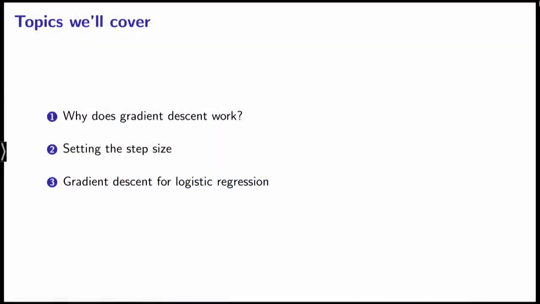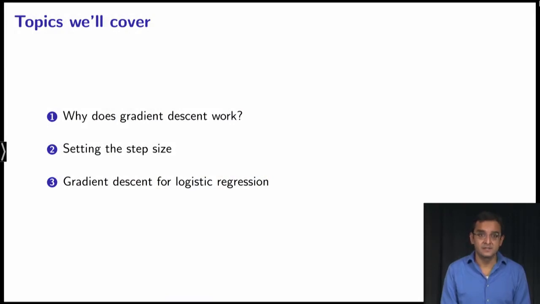Last time, we introduced gradient descent, a general-purpose algorithm for minimizing a loss function. Today, we'll continue that discussion. So we'll start by talking about why exactly gradient descent works, and also about the issue of how to set the step size. Then, we'll see how easy it is to derive a gradient descent algorithm by looking at logistic regression as an illustrative example.